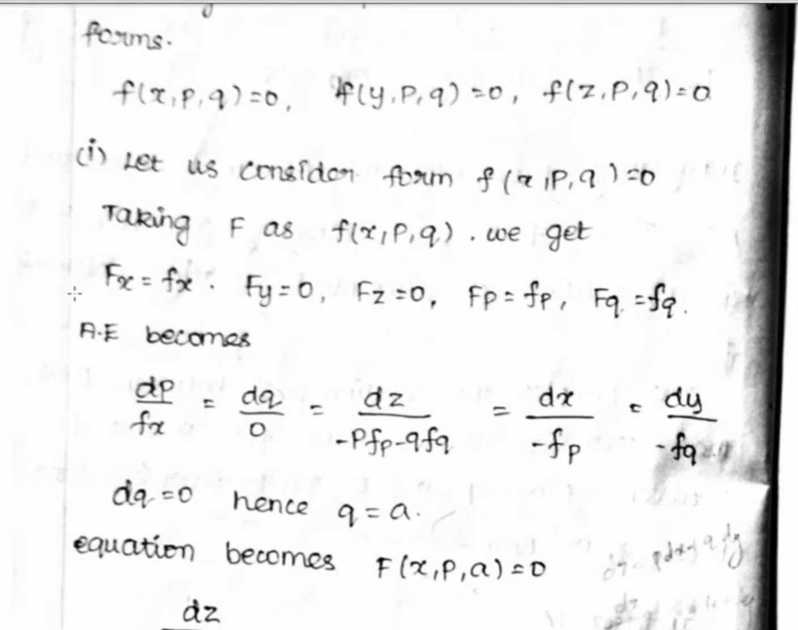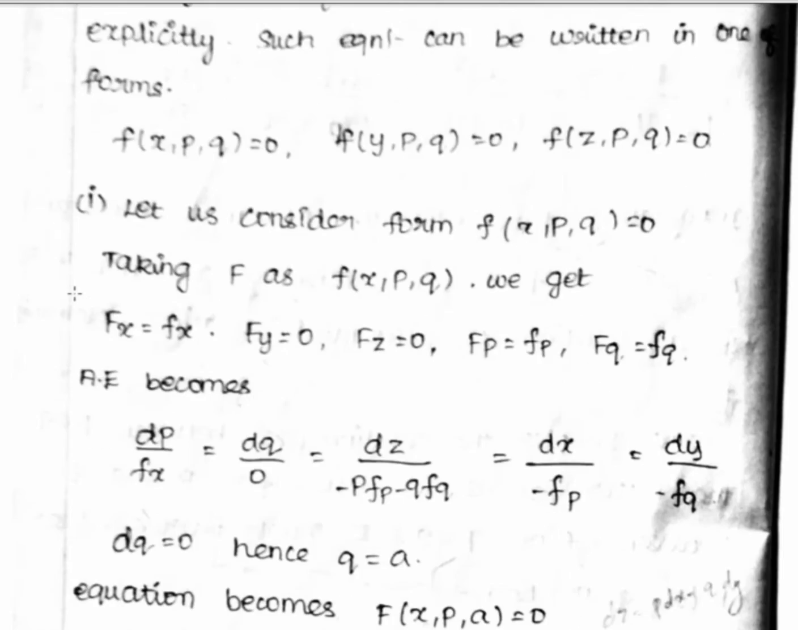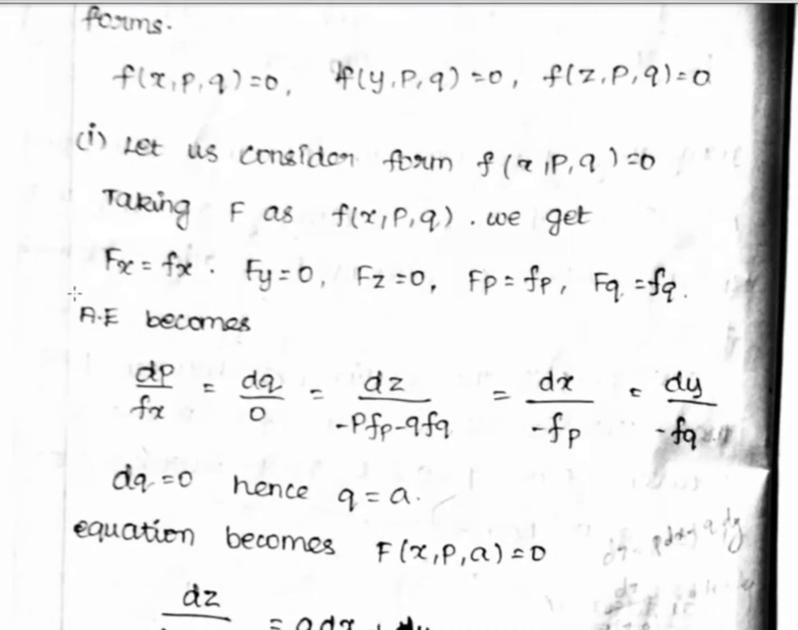You have to substitute in the Charpit's method formula. Since the Fy term and Fz term are 0, you substitute in that formula: dp by fx plus p fz. Fz value is 0, Fy value is 0, so the second term, dq by 0, is not present here. The remaining terms you substitute here. The simplified form is: dp by fx, dq by 0, dz by p fp plus q fq, and dx by fp, and dy by fq.